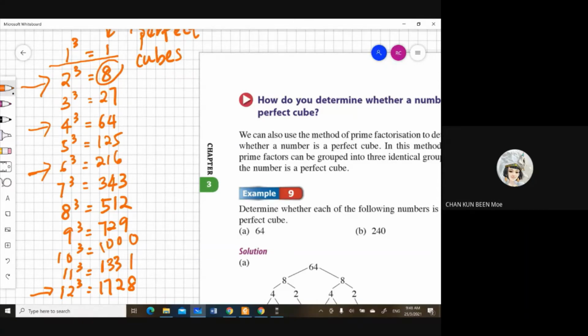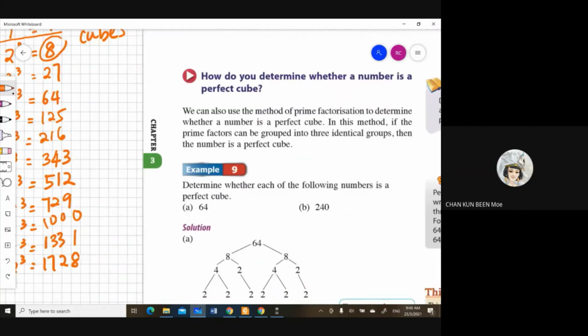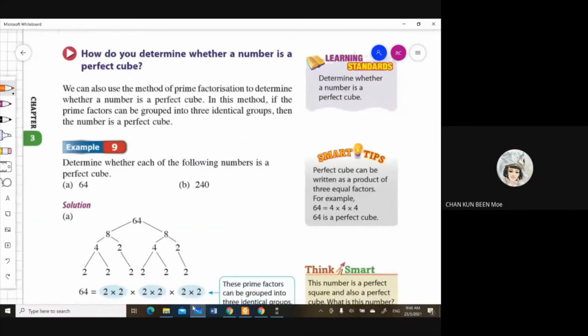I think for the next lesson, because we don't have Google Meet anymore, right? That is when you come back to school. Then we can do it in the class, face to face. I'm going to call one by one. Okay? So let's move on to how to determine whether a number is a perfect cube.